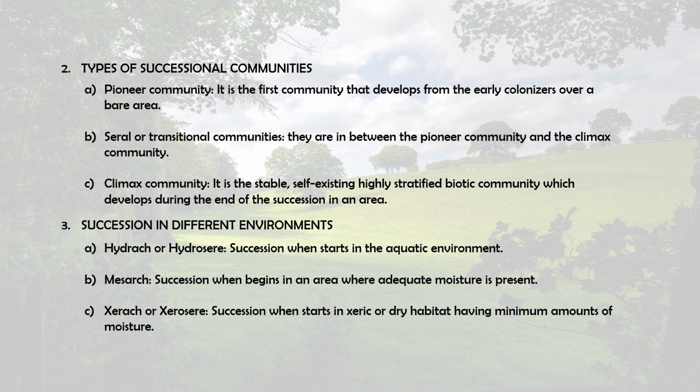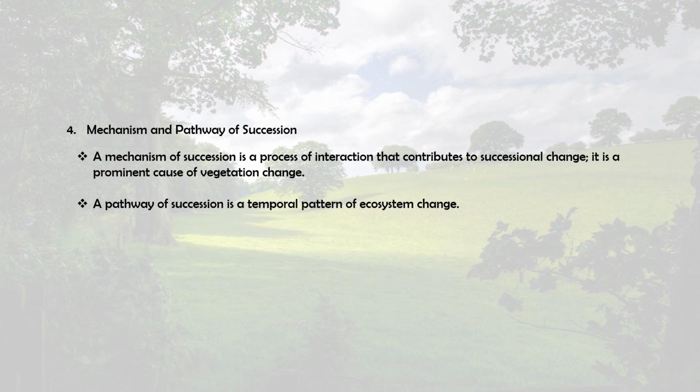And last one is mechanism and pathway of succession. So, a mechanism of succession is the process of interaction that contributes to a successional change. So, it is actually prominent in a cause of vegetation change.